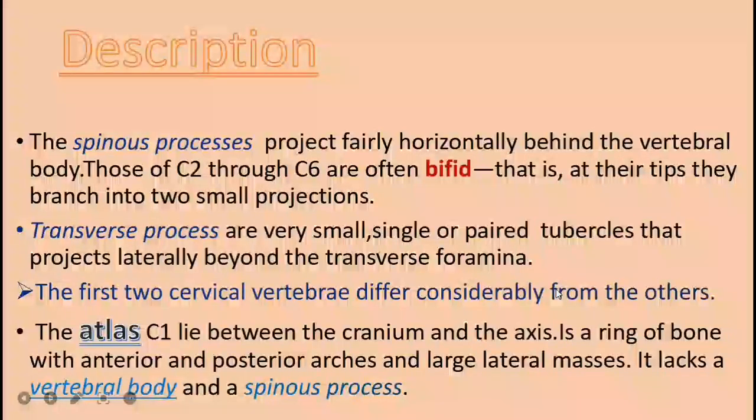The spinous processes project fairly horizontally behind the vertebral body. Those of C2 through C6 are often bifid, that is, at their tips they are branched into 2 small projections. Transverse processes are very small, single or paired tubercles that project laterally beyond the transverse foramina. The first 2 cervical vertebrae differ considerably from the others, as said before. The atlas, being C1, lies between the cranium and the axis, and is a ring of bone with anterior and posterior arches and large lateral masses. It lacks a vertebral body and a spinous process.